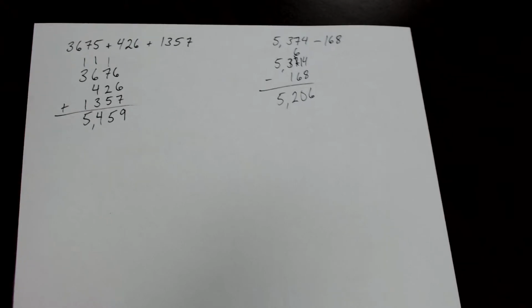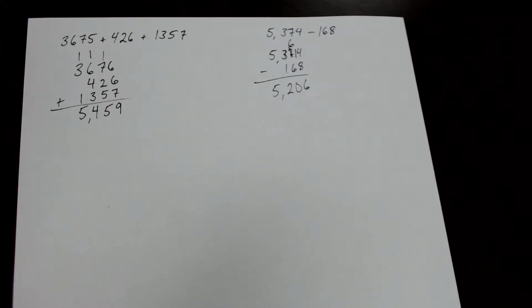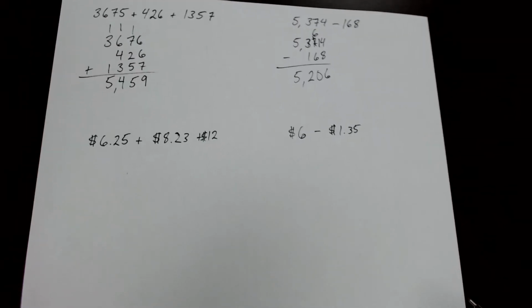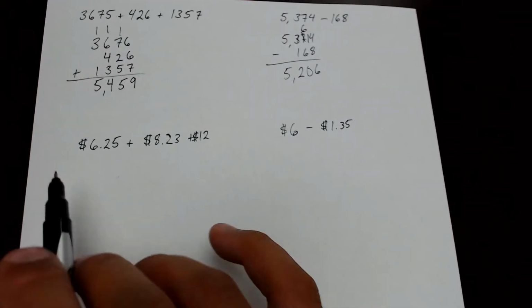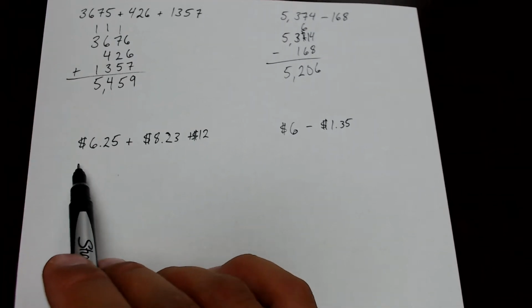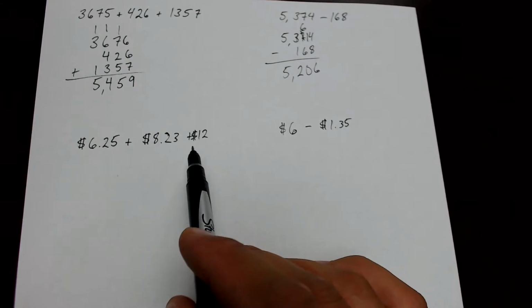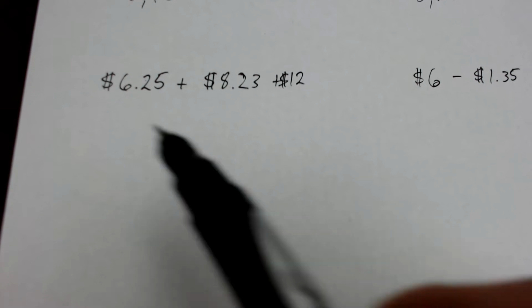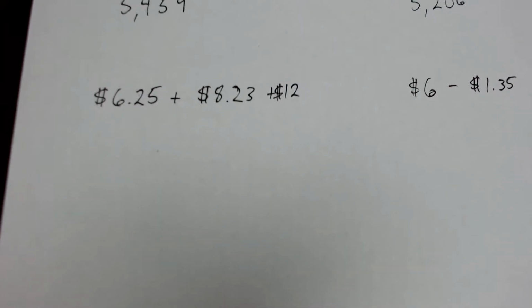Now I'm going to go ahead and use some magic, and we're going to do the same thing but with dollar signs. Poof, I magically have new problems on the paper. So let's go to our addition problem. We've got $6.25 plus $8.23 plus $12. Let's zoom in so you guys can see my imperfect handwriting a little bit closer.